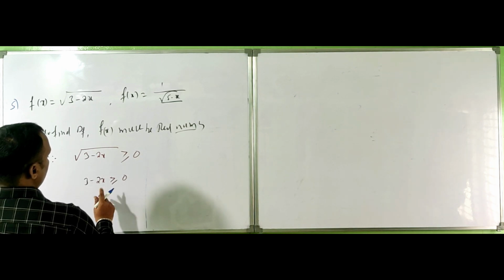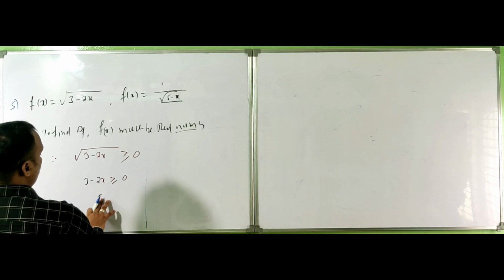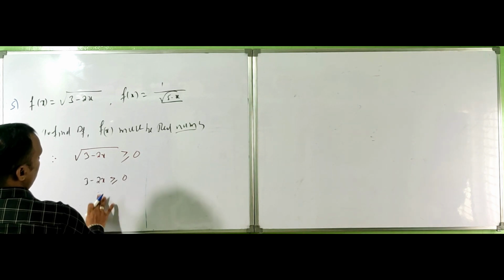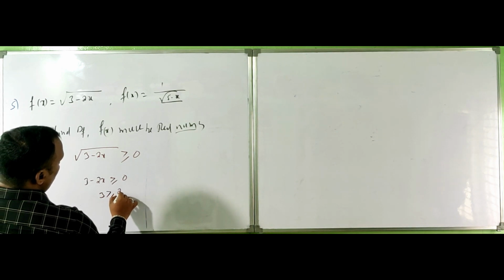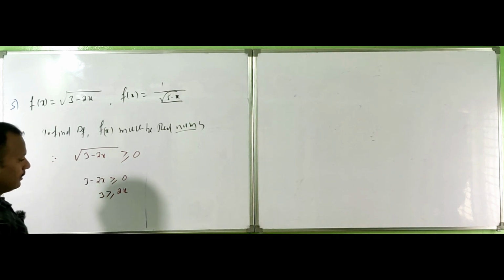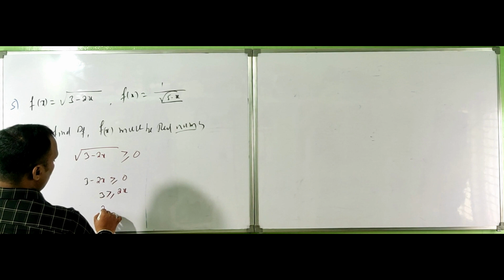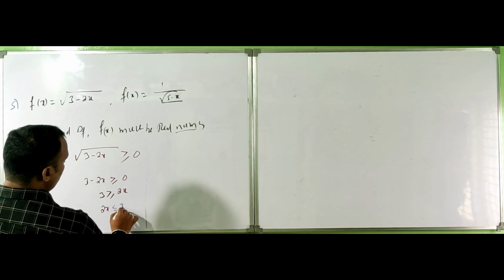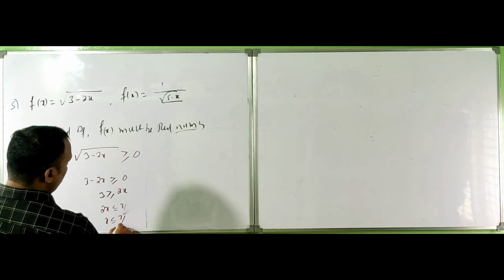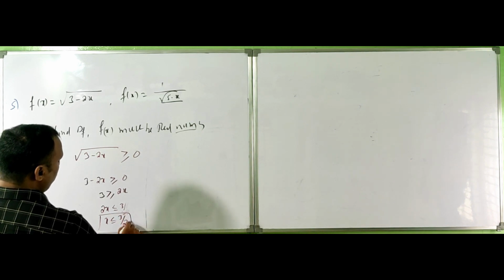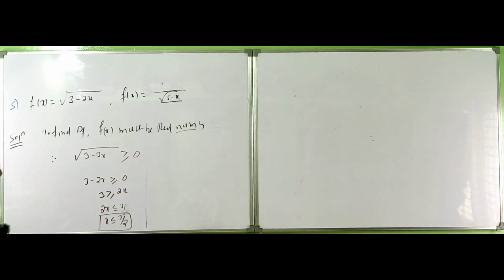Okay, see here how to get the things, right? 3 is greater than or equal to 2x, right? Also 2x is less than or equal to 3, so x is less than or equal to 3 by 2. Have to write these steps.